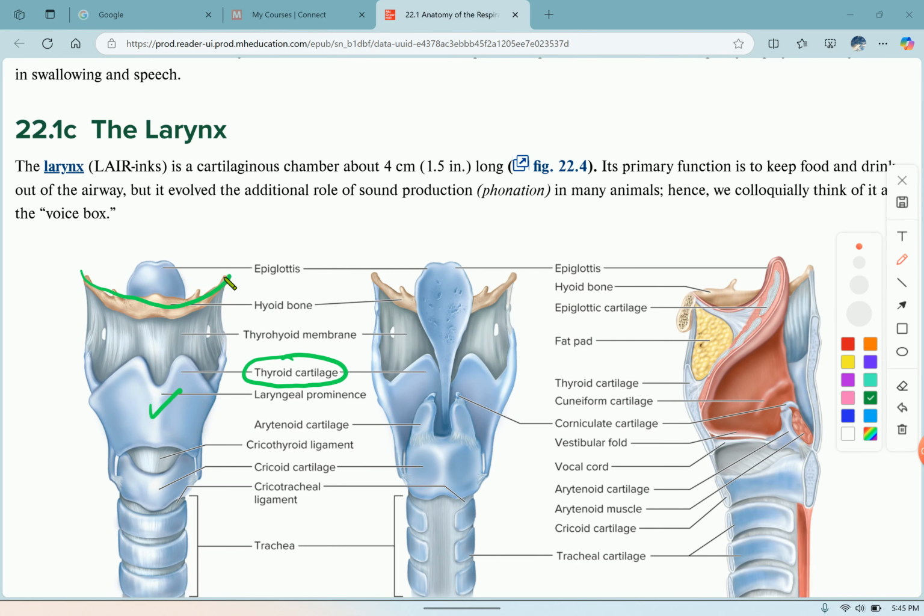Okay, here's the hyoid bone. There's a lot of muscles that do attach to the hyoid bone, like the thyrohyoid, the omohyoid, and so on. There's a bunch of them. A lot of those are going to assist with swallowing.